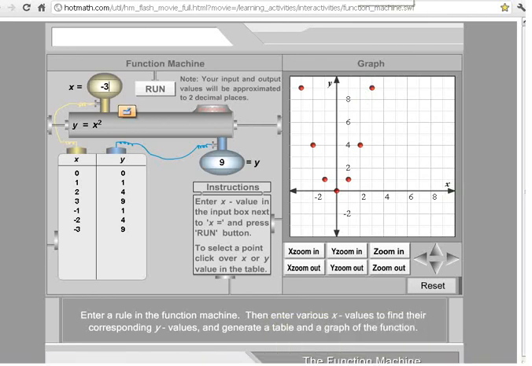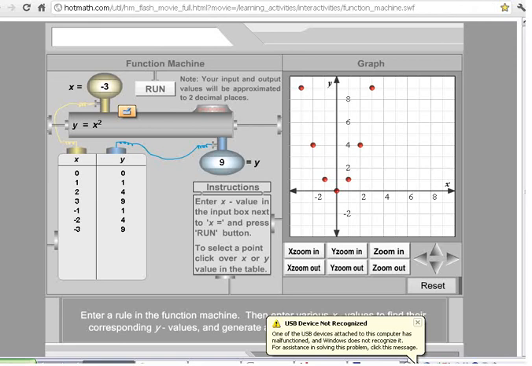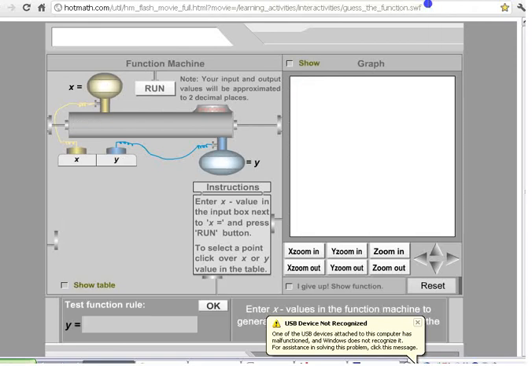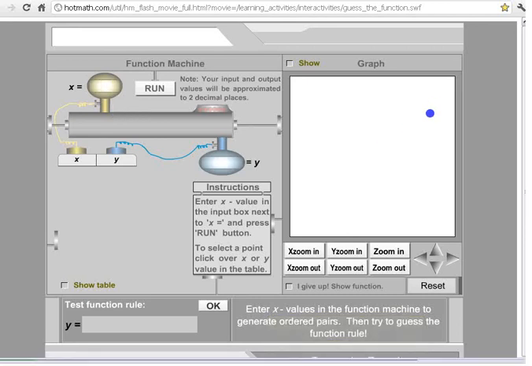We're going to do a little bit of a game here. For this game, you don't get to see what the rule is, but you get to see the values. I'll show you the table. I won't show you the graph.